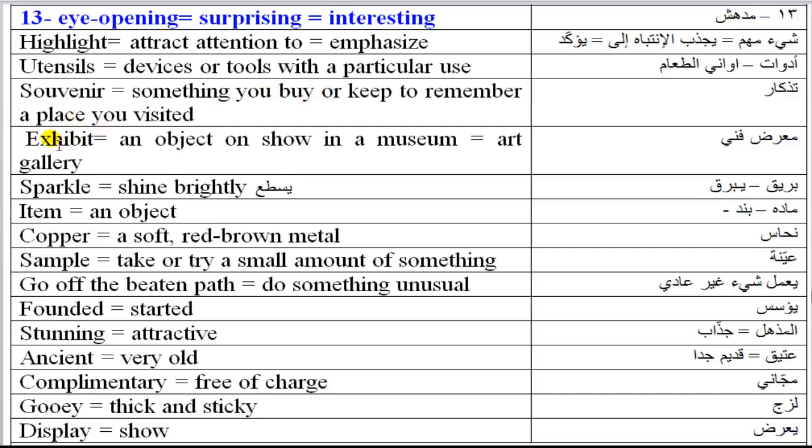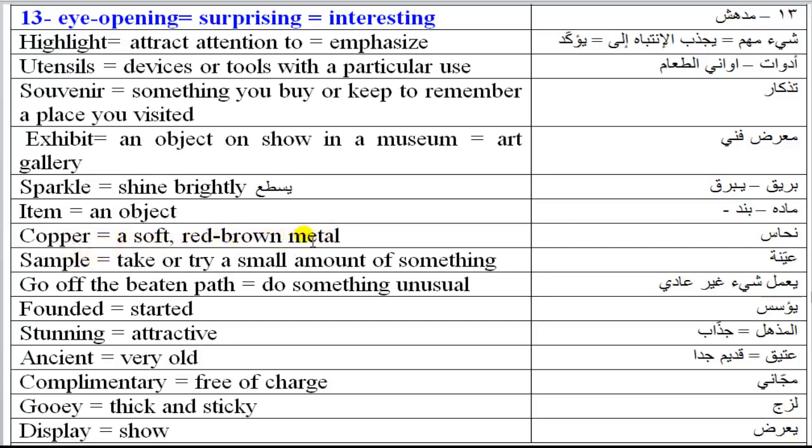Exhibit, H silent, exhibit, an object on show in a museum. Art gallery. Exhibit, an object on show in a museum. Art gallery. Sparkle, shine brightly. Item, T soft D, item, an object. Copper, a soft red brown metal, metal, T soft D. Copper, a soft red brown metal.